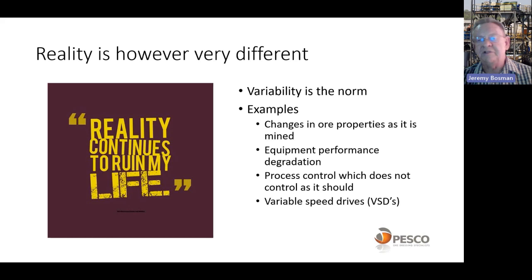Examples are changes in the ore properties as it is mined. Your PSD can change, your yield can change. The equipment performance degradation, as equipment wears, its performance changes. Process control, which does not control as it should, so loops that are not properly controlled. And then variable speed drives, which are great when you're commissioning a plant, but give the operators the opportunity to fiddle around and upset a plant.